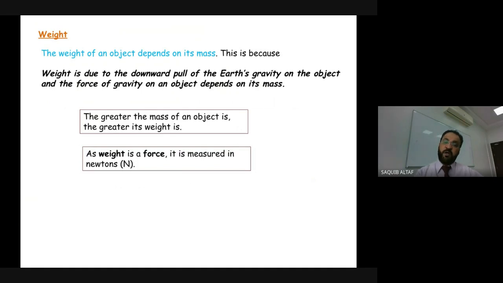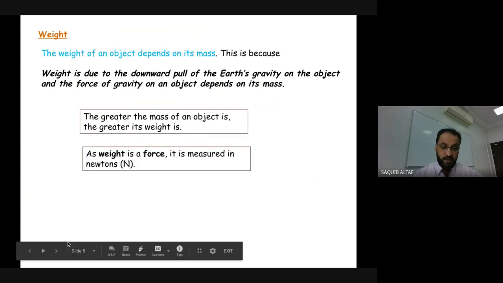I will read from here. You can see the weight of an object depends on its mass. This is because weight is due to the downward pull of the Earth's gravity on the object, and the force of gravity on an object depends on its mass. So remember: the greater the mass of an object, the greater its weight. As weight is a force, its unit will be Newton.